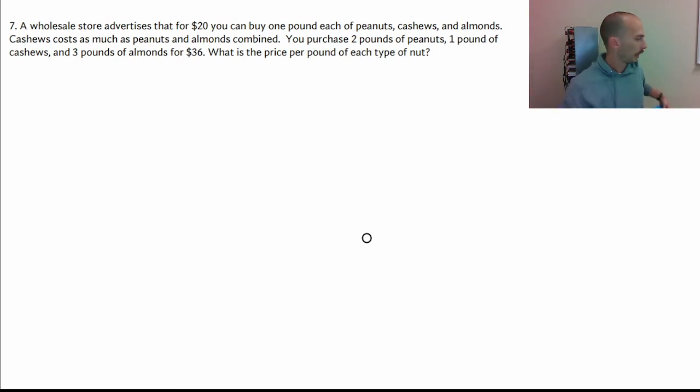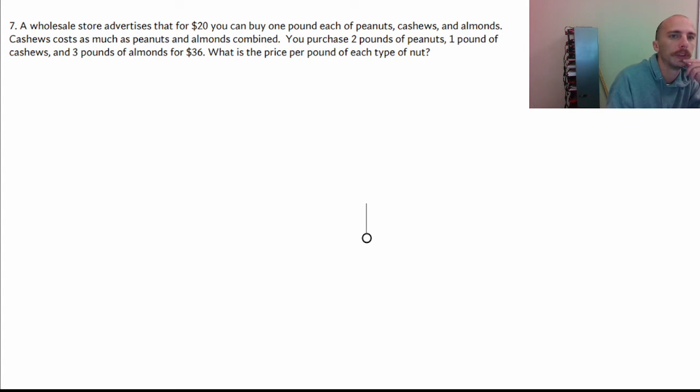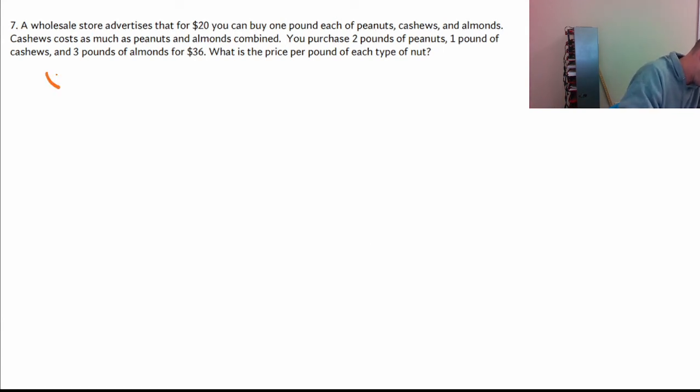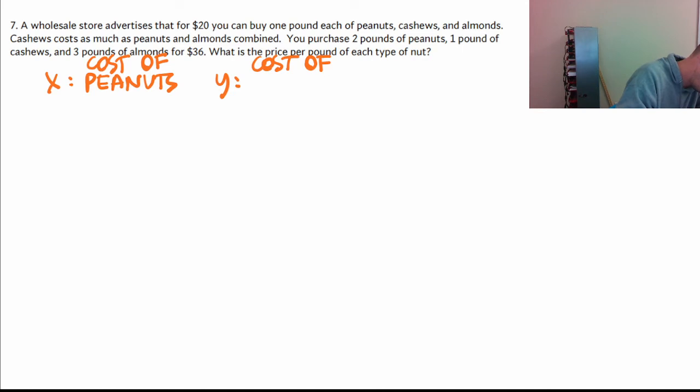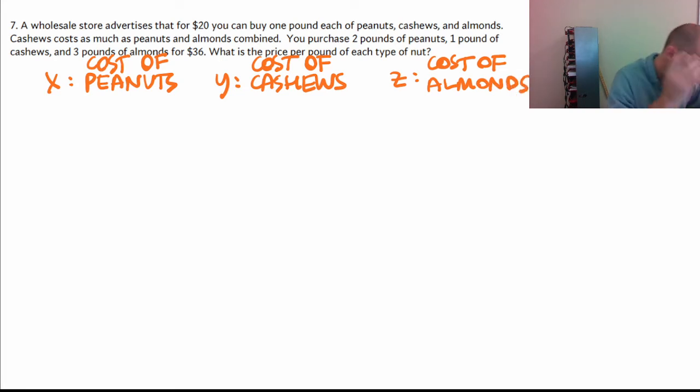All right, number 7, I did not have the energy to copy that all down, so I just snipped it out. A wholesale store advertises that for $20 you can buy 1 pound each of peanuts, cashews, and almonds. Okay, I'm going to start designating some variables here. I'm going to let X be the cost of peanuts per pound, then Y will be the cost of cashews, and then Z will be the cost of almonds. So if you buy 1 pound of each, it's $20. Okay, that's going to be one equation.